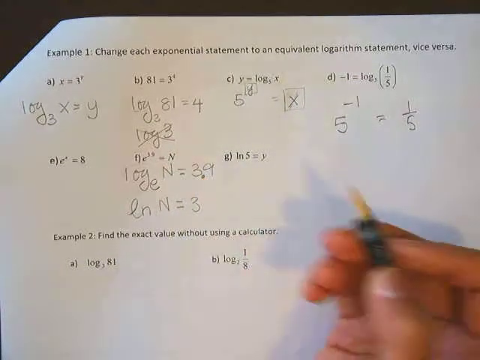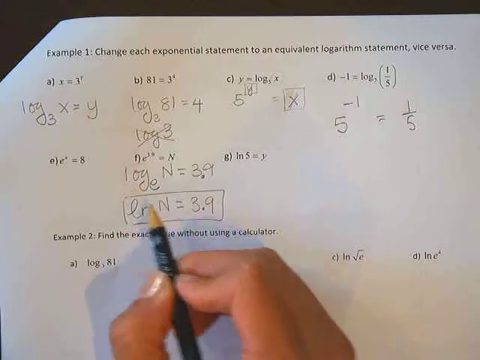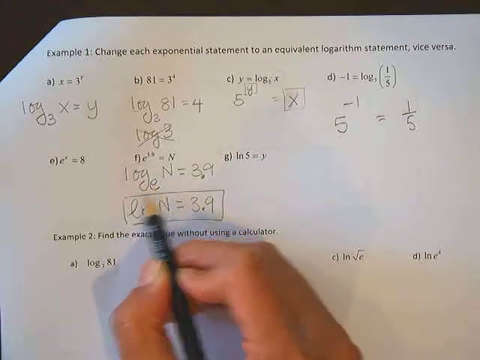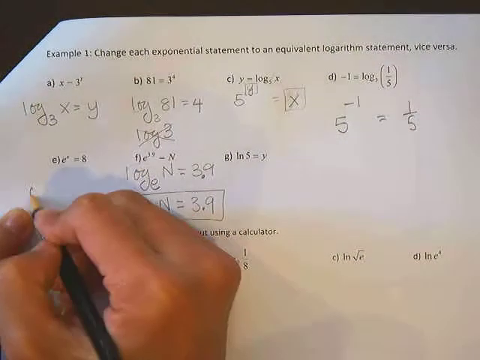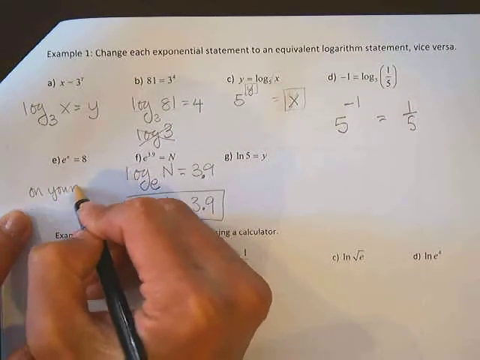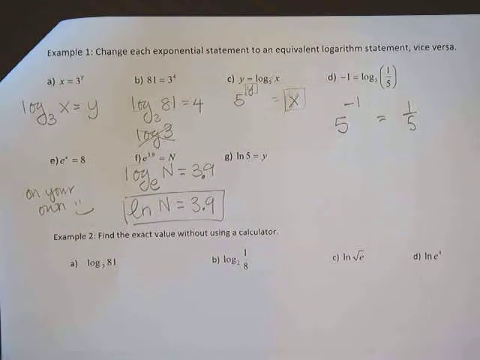I'm sorry, it's not supposed to be 39. It's supposed to be 3.9. You may not leave log base e as log base e. If you see log base e, it becomes ln. Okay, go ahead and do this one on your own. So make sure you pause it and do that one on your own.